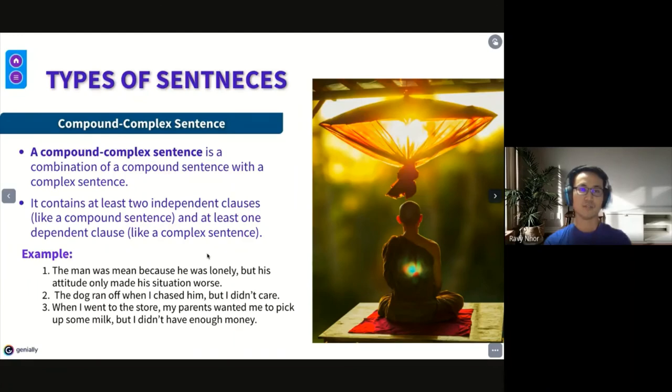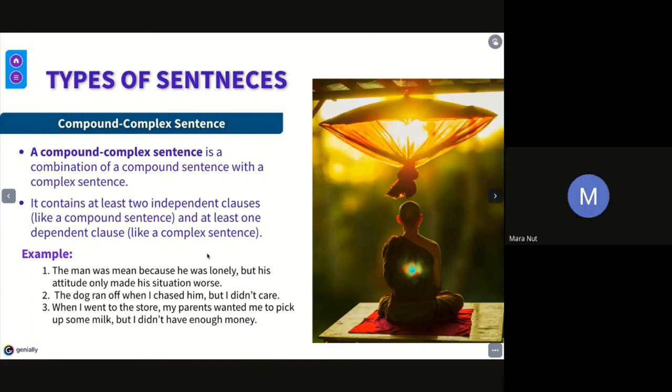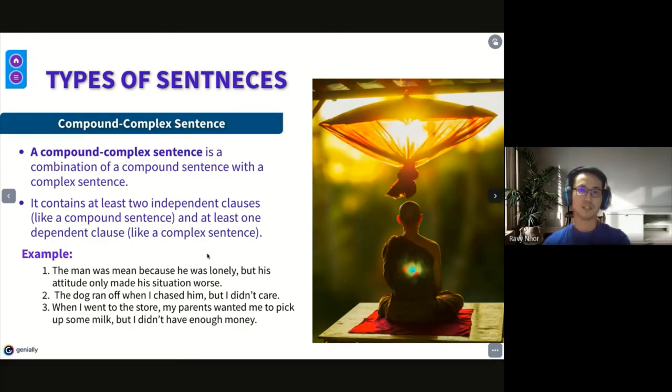Can you tell me where the dependent clause is and where the independent clauses are? "The man was mean because he was lonely" is an independent clause. And after that is the other independent clause.